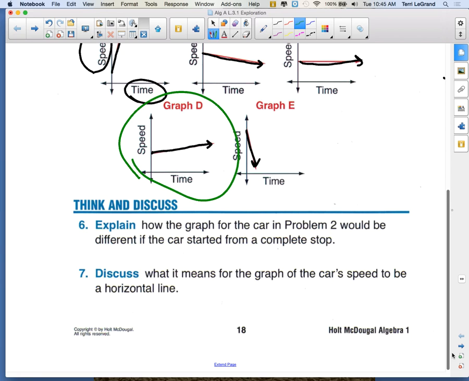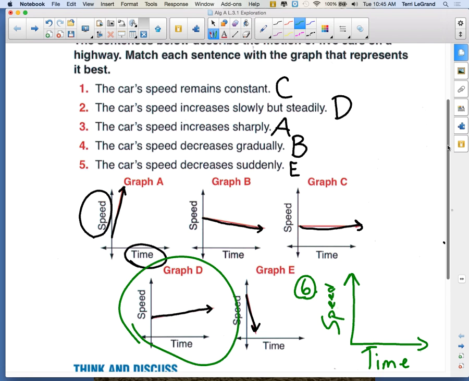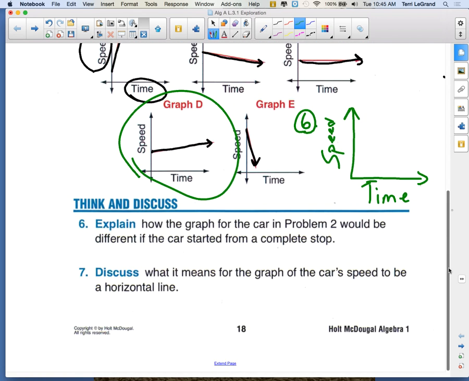What would that look like? Anybody want to come up here and draw what they think it would look like? So we got speed here and time. We're doing problem number 6 right now. Car started from a complete stop. So in other words, the only thing that's changing is it's starting from a complete stop, but they didn't say anything about its speed changing. So it still has a speed that increases slowly but steadily. No volunteers?